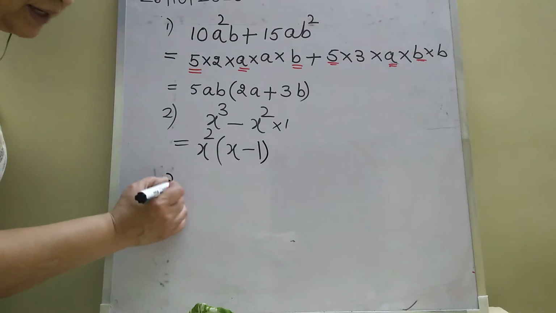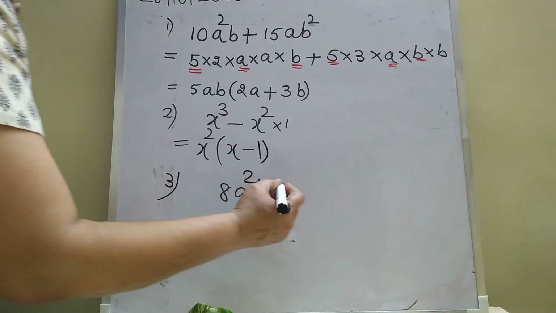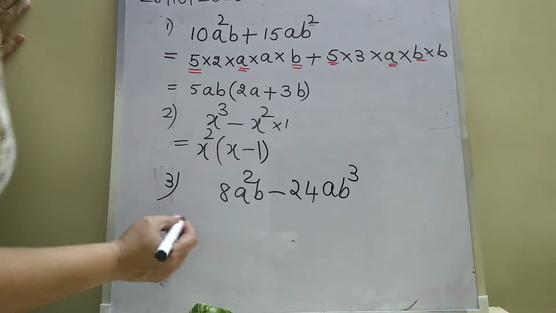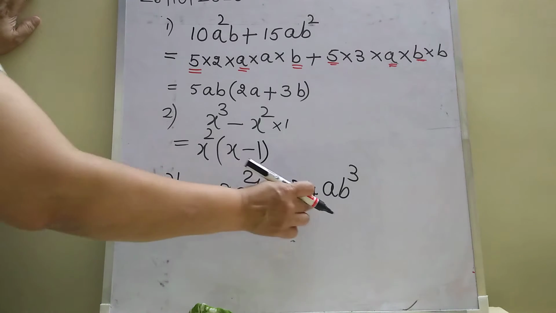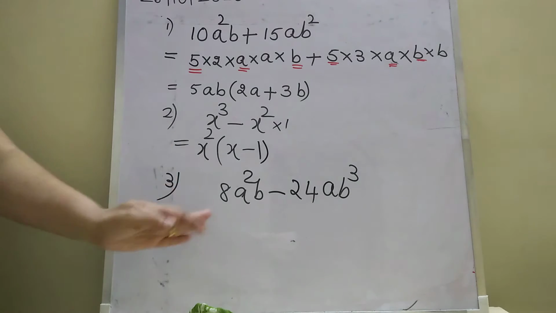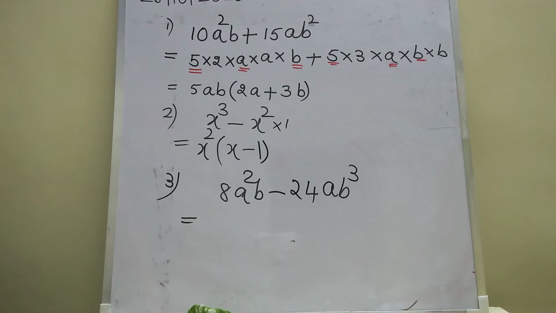Okay, let us see one more example. 8a square b minus 24ab cube. Now what are we going to do here? Again from 8 and 24, see which can be taken outside. The smallest number that divides both, that is the GCD. 8 and 24, the GCD of both is 8, so you are going to write that here. You are using that GCD and LCM every year, in nearly all the sums.